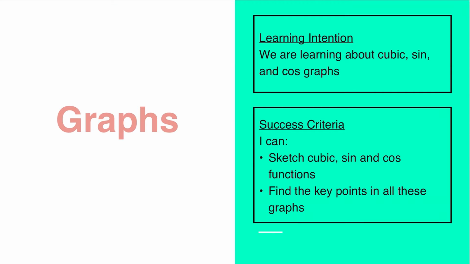Hello, everyone. We are starting chapter 15, but before we can start it, we need to have a little bit of background knowledge about some graphs. So I thought we'd spend today's lesson just looking at these new types of graphs that you wouldn't have learnt yet in methods. And these are cubics and the sine and cos functions, which are related to the unit circle. So that's what we're going to be learning about today, these three graphs, and our main aim is to be able to sketch them and also to be able to find the key points in these graphs.